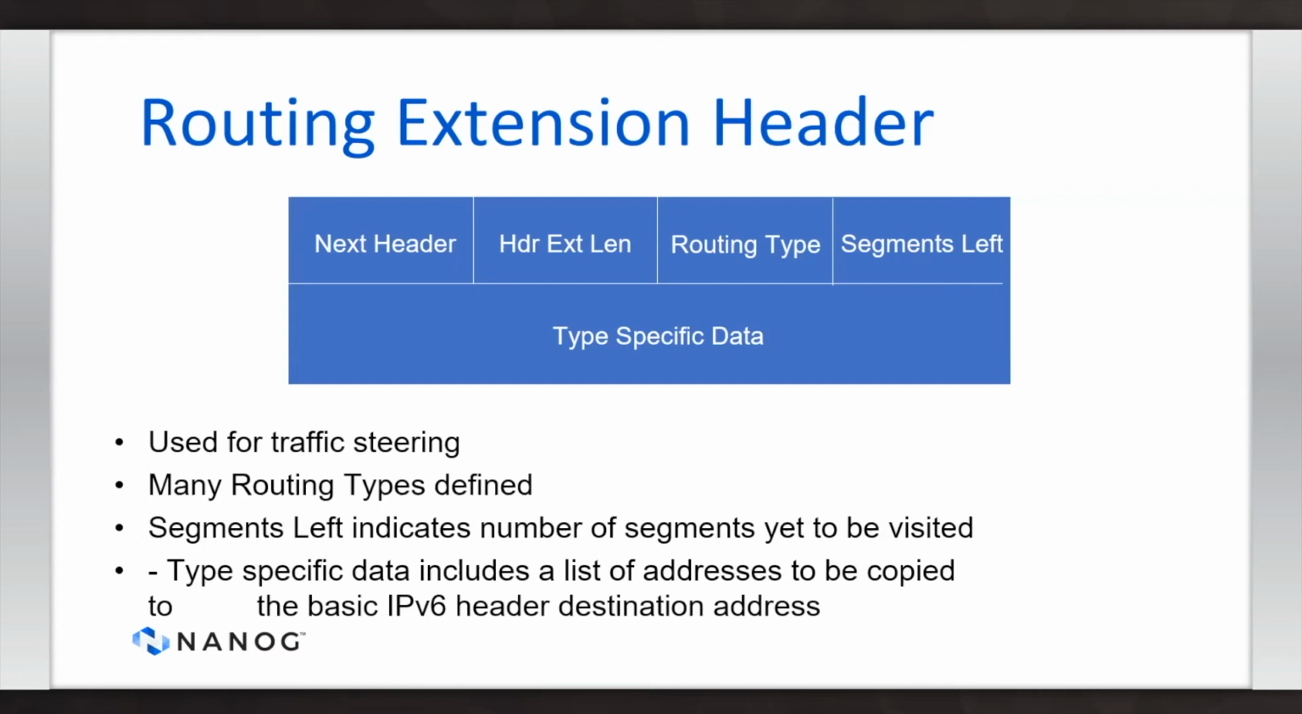So how do we process this thing? A packet reaches the address in its destination address. It starts processing extension headers. It sees this one. If segments left is 0, it just goes past it because you're now at your ultimate destination. But if segments left is greater than 0, you decrement segments left, take something out of the type-specific data, put it in the destination address, and forward. So this is actually a list of waypoints, encoded in some way or other, depending on the routing type.